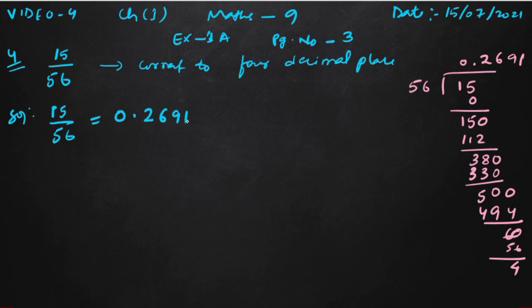Question number 5 is also the same, so solve question number 5. Question number 6 has also been discussed, and question number 7 has also been discussed. Correct to 1 decimal place: if the bar is on 1 digit, I have solved this question. If the bar is on 2 digits, that is also done, and if the bar is on 3 digits, that is also done. So solve all the questions in exercise 1A.